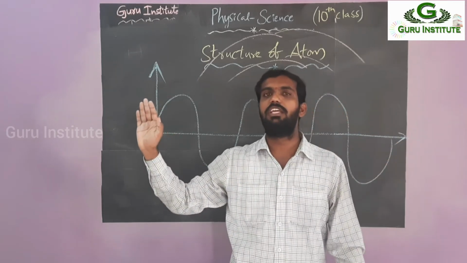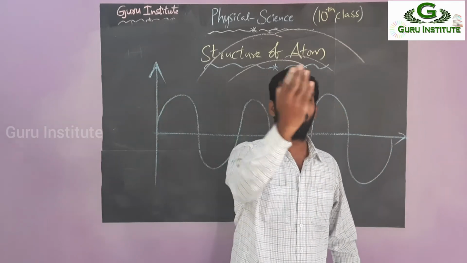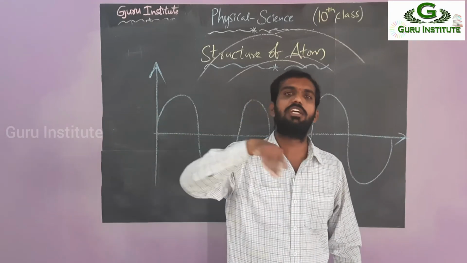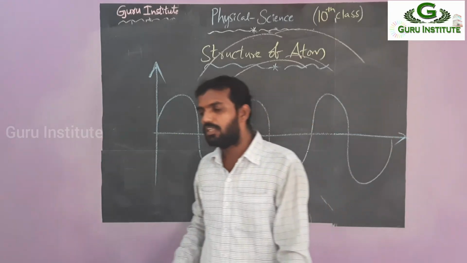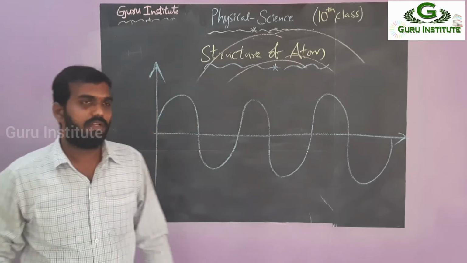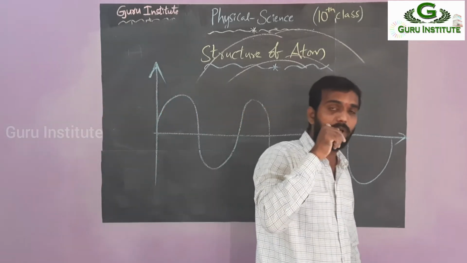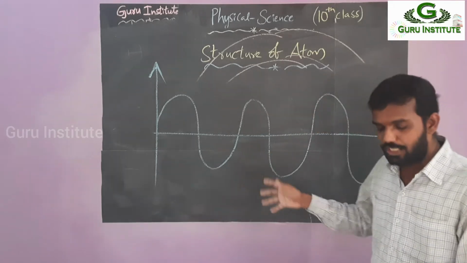Suppose the electric field is in to and fro motion, that means front and back. Then the magnetic field is in a horizontal direction. That's why both are perpendicular to each other. Suppose the electric charge is disturbed, then the electric wave is also disturbed. Obviously, the magnetic wave is also disturbed.